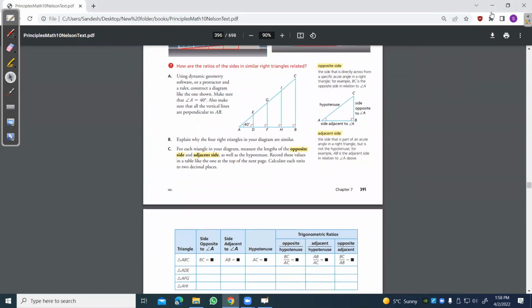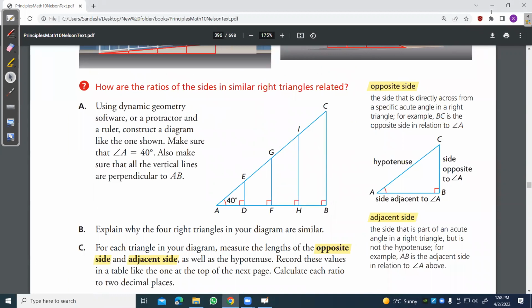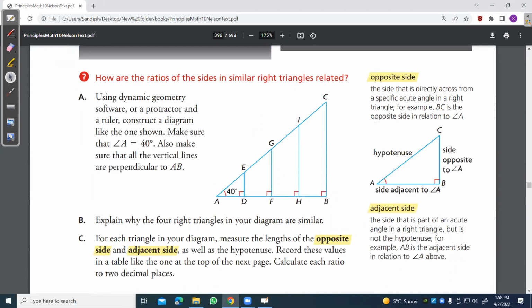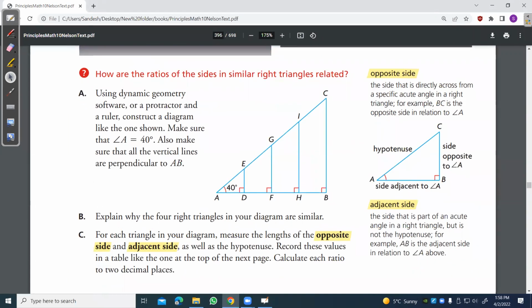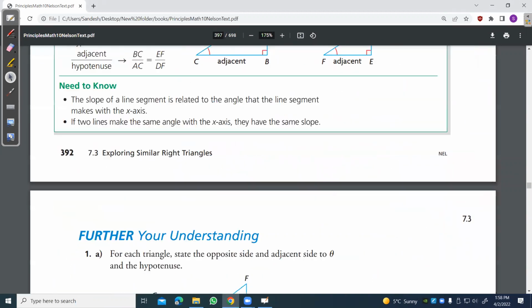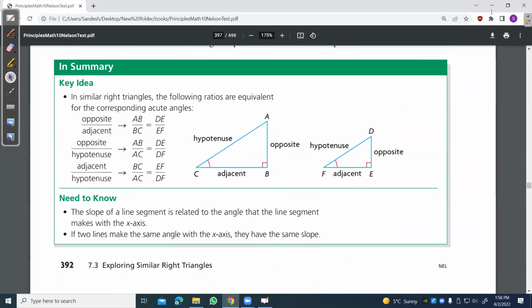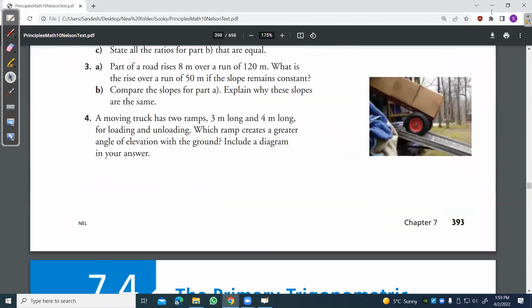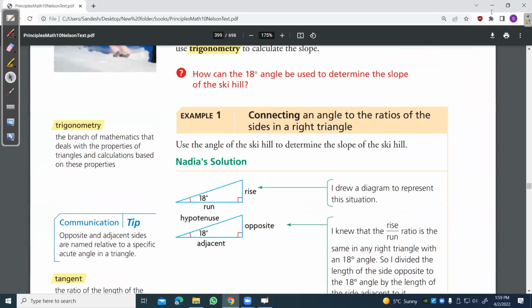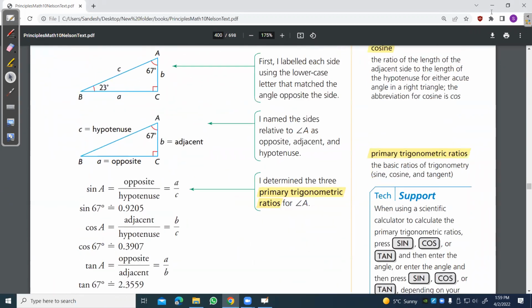Let's see what we'll be doing tomorrow. So pretty much the same thing, it looks like. Yeah, these two triangles are the same, right? Because they both have right angles, they both have the pointy end on the front. We'll be doing something new tomorrow though.